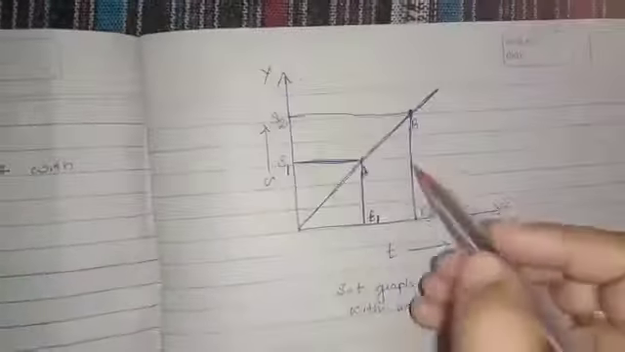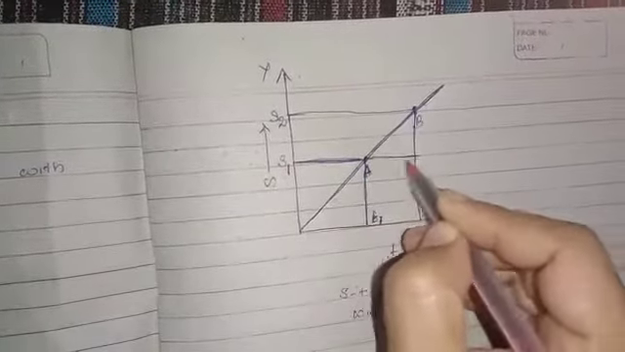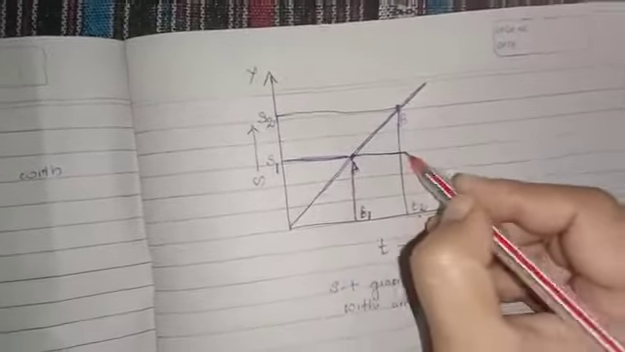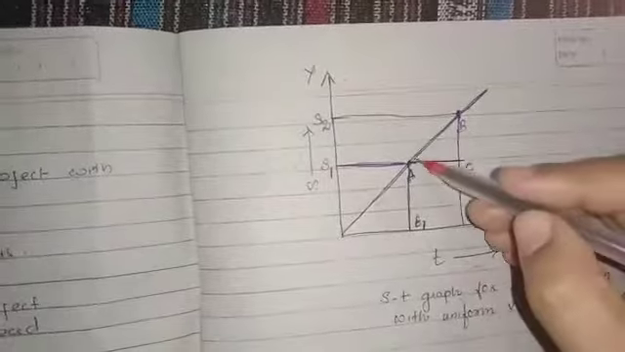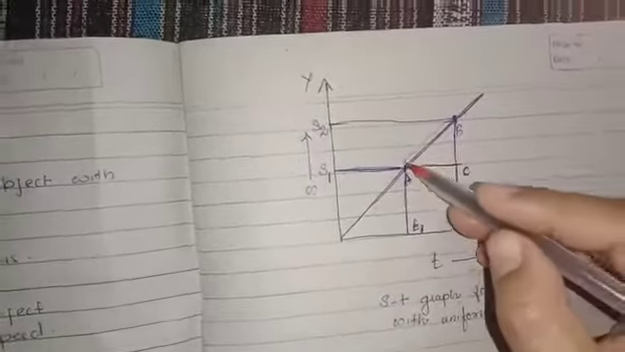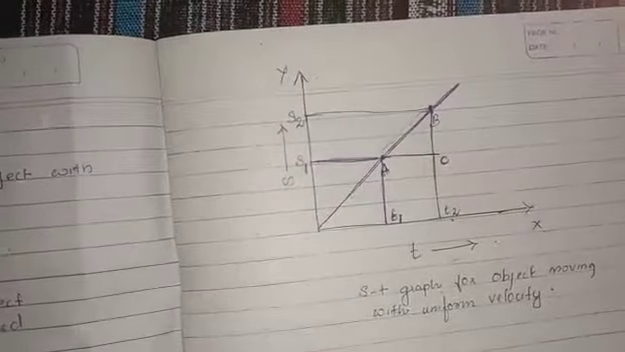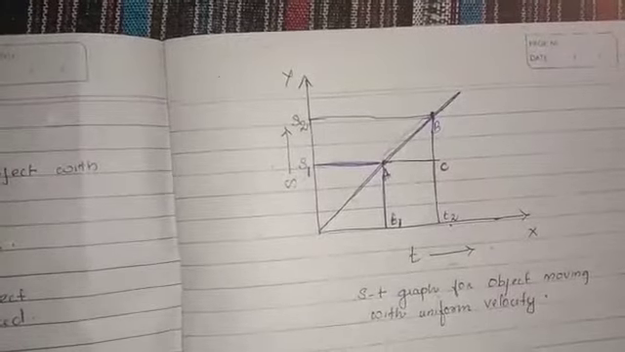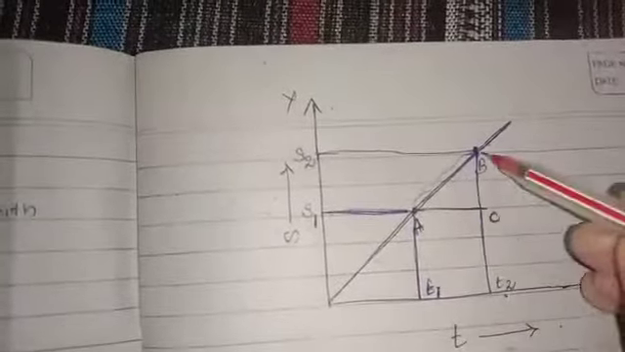Now from A, we will draw a straight line to the perpendicular of B. Let the meeting point be C. Now if we find this distance, what can we find? We can find the velocity of the object from A to B. For that, what do we have to do? We have to find the slope of this line AB.